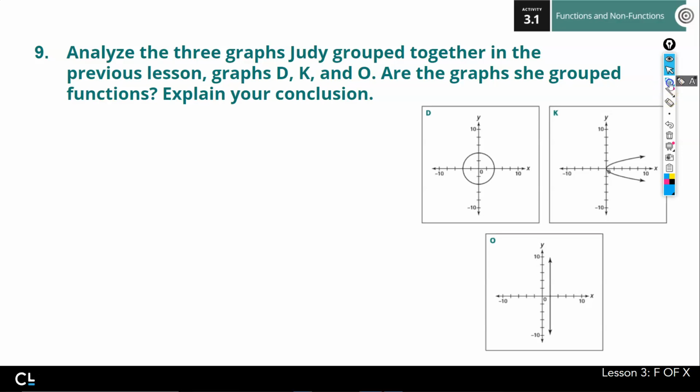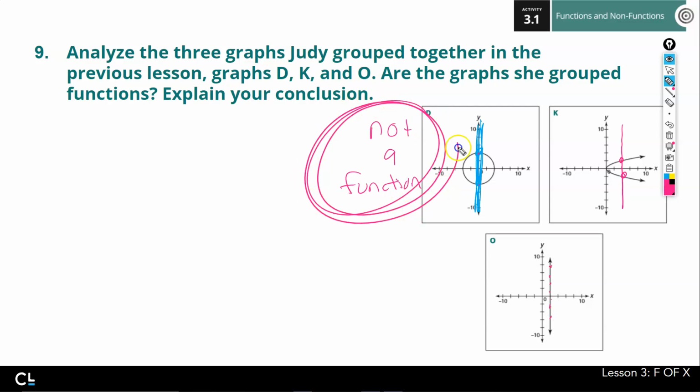Look at the y-axis for the first one. We could use that as a vertical line test. See how it crosses 2 points? Not a function. Hey, I could put my vertical line test over here. Not a function. Here, I've got lots of points that it repeats. All of these are not a function. They do not pass the vertical line test. Their domains repeat.